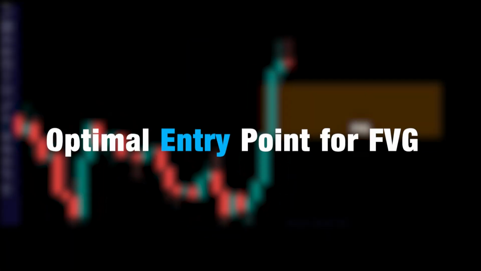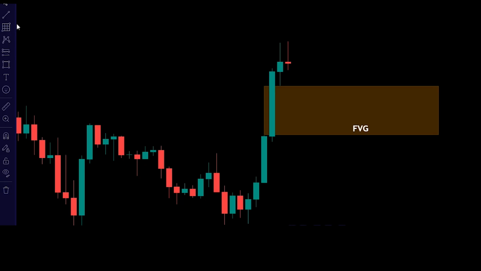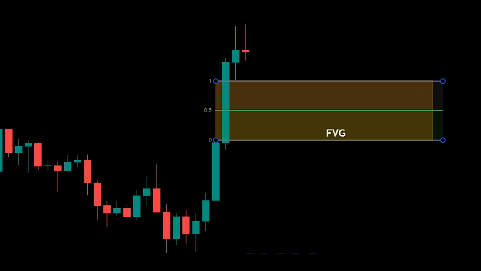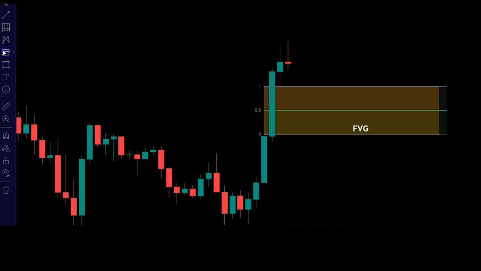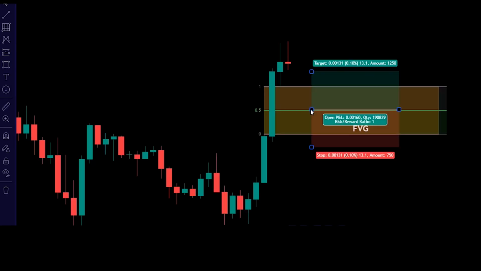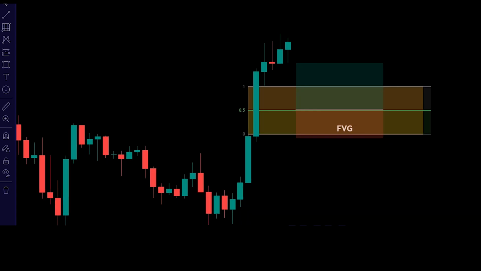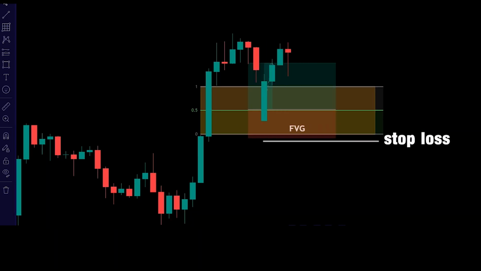Optimal entry point for FVG. The best entry point for an FVG is its midpoint. To determine this point, use the Gann fan tool and draw from the bottom to the top of the FVG. The midpoint will be your entry. Then wait for the price to return to this point to enter the trade. Place the stop loss at the point where the FVG is invalidated.